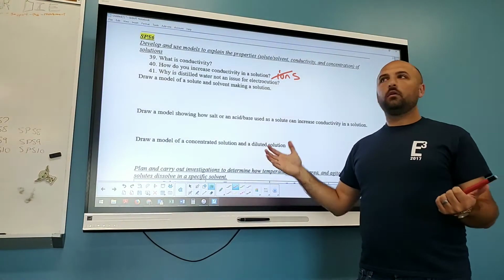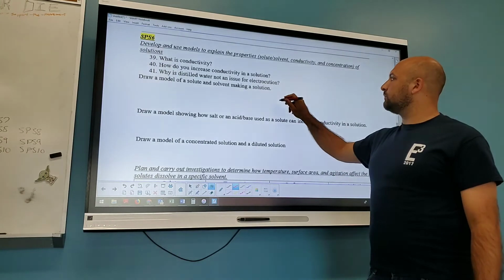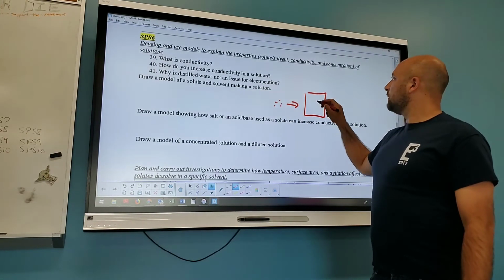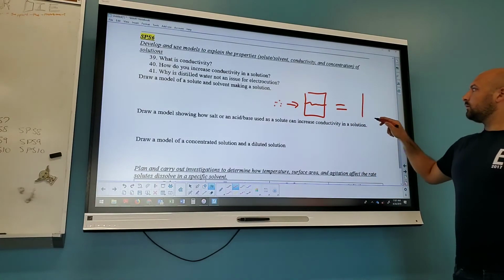Make sense? All right. Draw a model of solute and solvent making a solution. Solute, solvent equals solution.